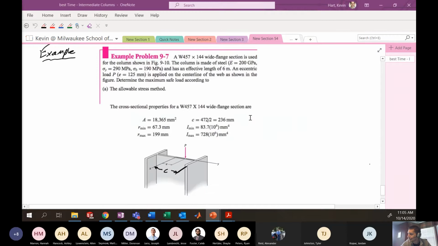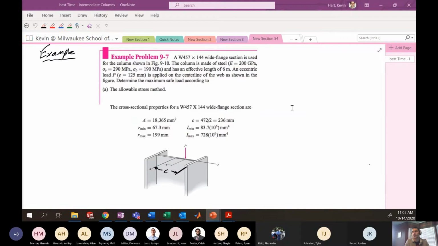And when we last left off, we were going to tackle this example problem. This example problem is in the notes, and now that the notes are available on Blackboard, you can go to Blackboard and see it. Here we're looking at an eccentric load on the cross-section of an I-beam. We'll give a second to recalibrate if you need it, and then we'll go ahead and tackle this problem.